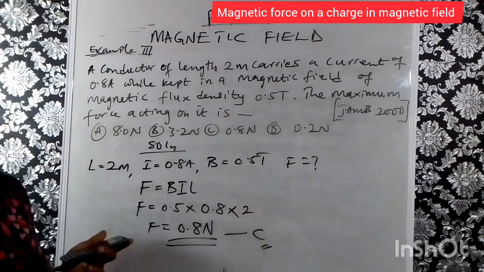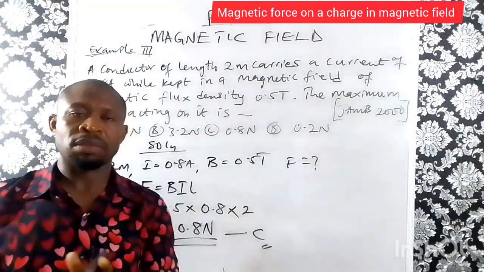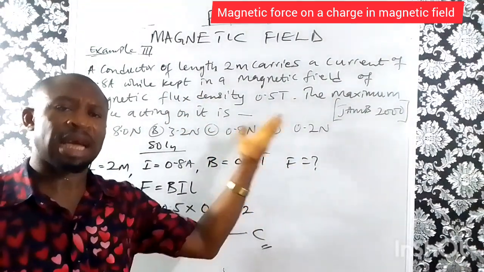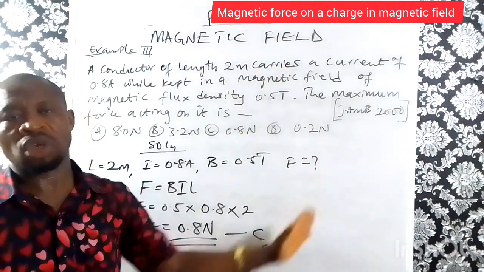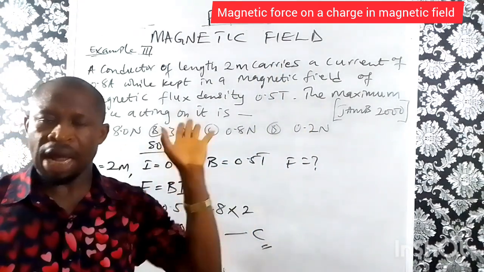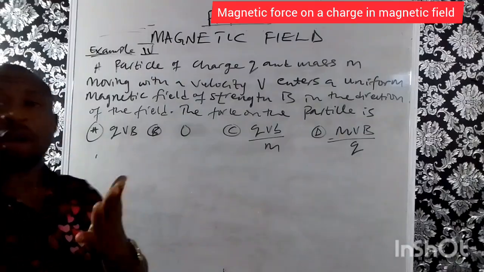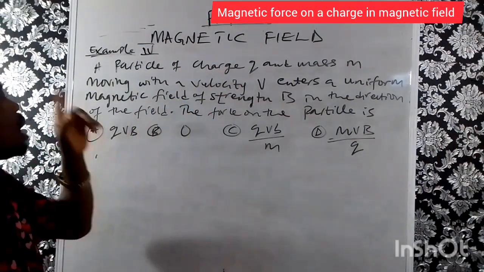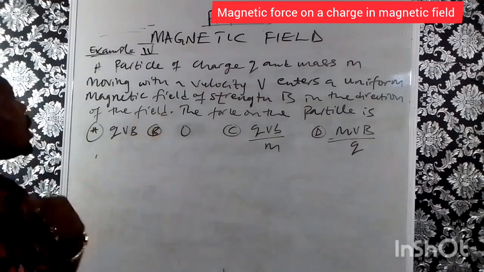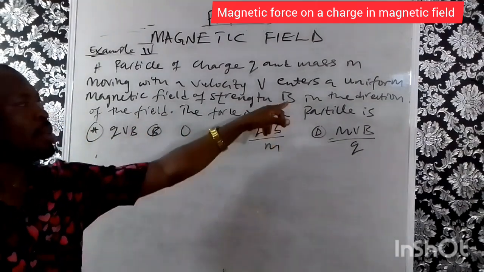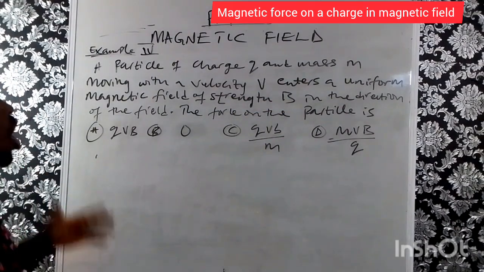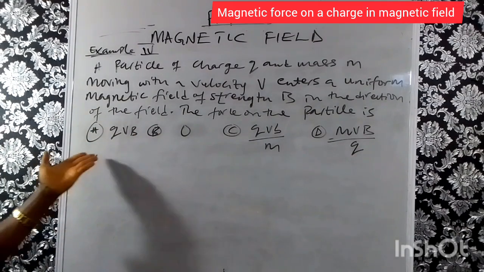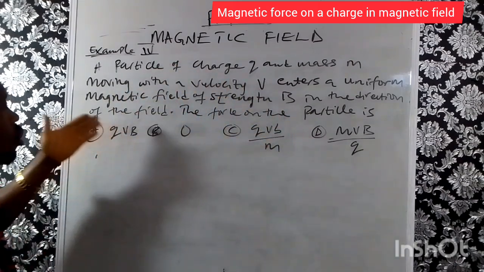Please check out, you can refer to pre-50. If you get pre-50, JAMB pre-50, you will see as many questions as possible. We cannot exhaust them now, so we'll just take this last one, and that will be all. Okay. Last but not the least, a particle of charge Q and mass M, moving with a velocity V, enters a uniform magnetic field of strength B in the direction of the field. The force on the particle is dash.